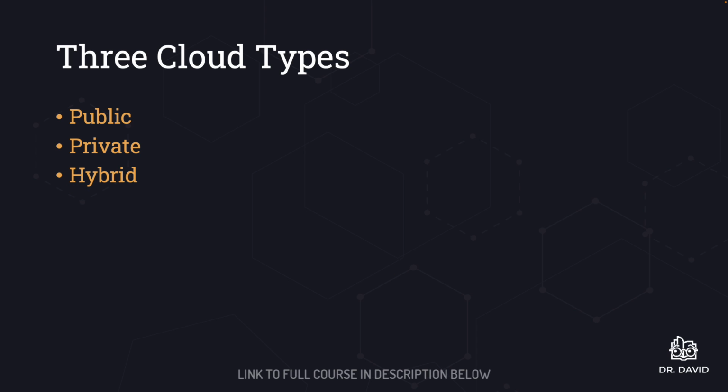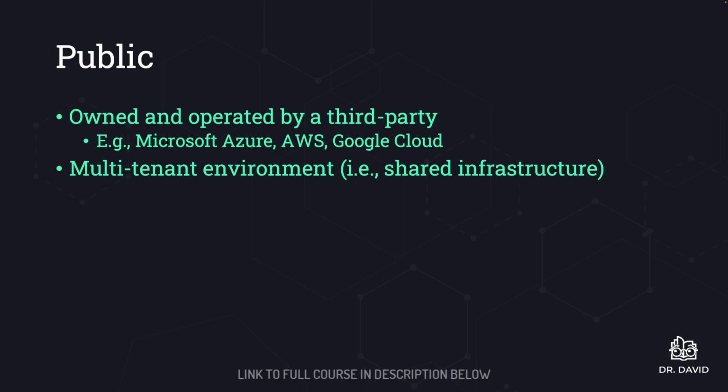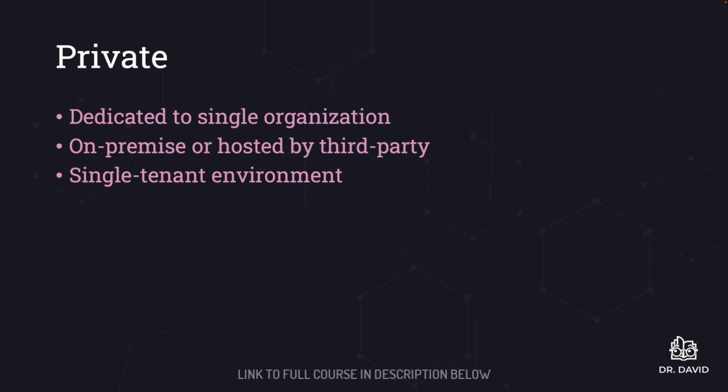We're going to wrap up by quickly talking about the three cloud types. Again, think about these cloud types as ownership types: public, private, and hybrid. For the public type, the cloud is owned and operated by a third party. Again, Microsoft, Amazon, and Google Cloud are the biggest players in this space. And often what they're doing is they're renting out a multi-tenant environment or shared infrastructure. For a private cloud, the resources are dedicated to a single organization. These can be on-premise or hosted by a third party, but it's a single tenant environment.